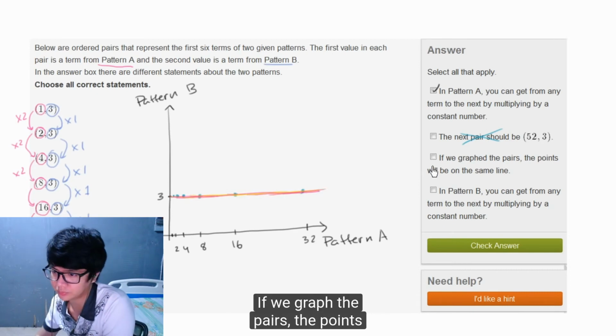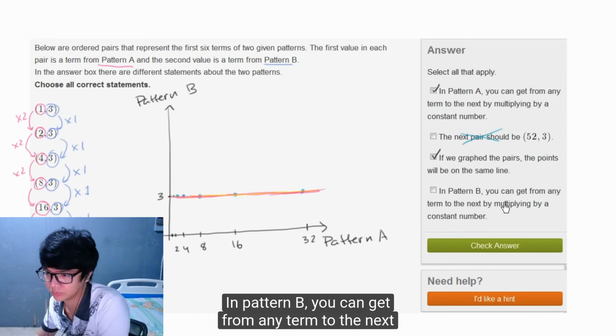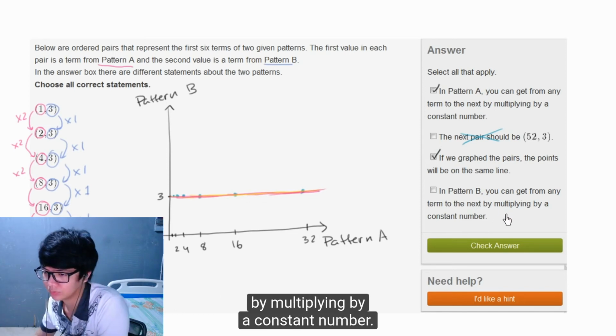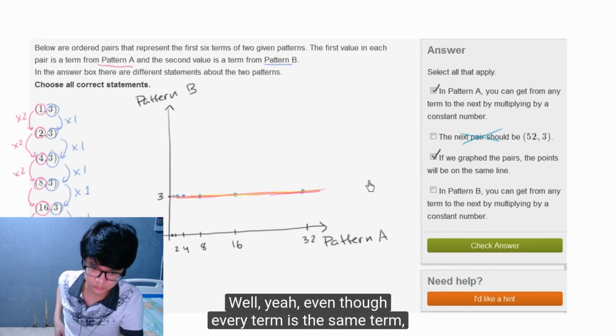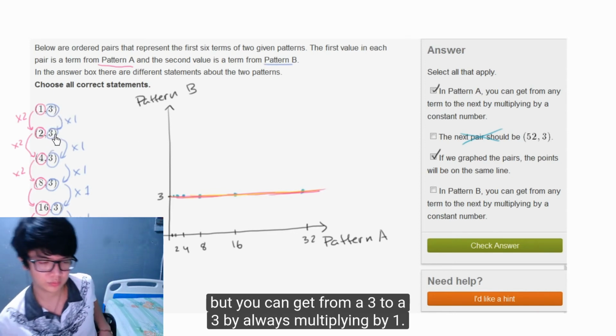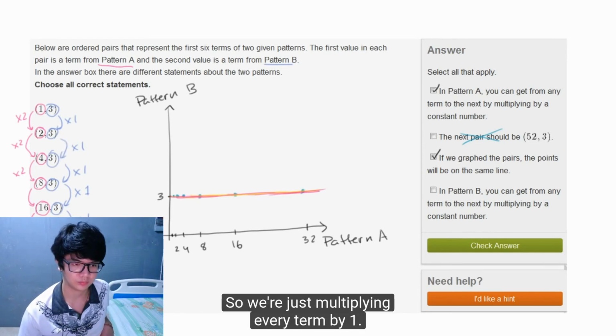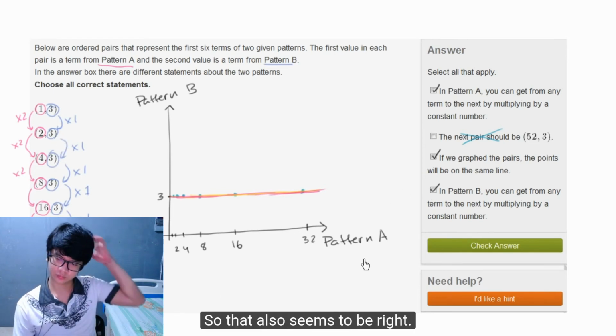If we graph the pairs, the points will be on the same line. So I'll go with that one. In pattern B, you can get from any term to the next by multiplying by a constant number. Well, yeah, even though every term is the same, you can get from a 3 to a 3 by always multiplying by 1. 1 is a constant number, so we're just multiplying every term by 1. So that also seems to be right.